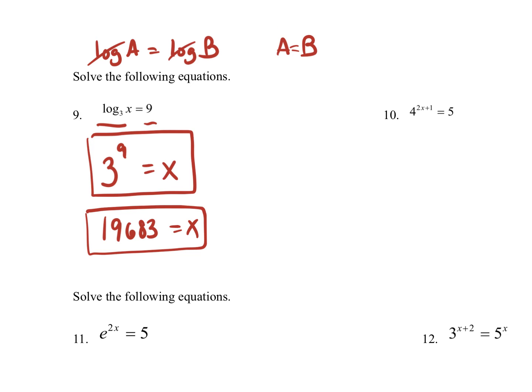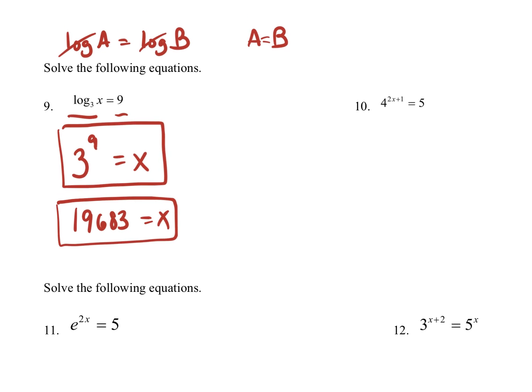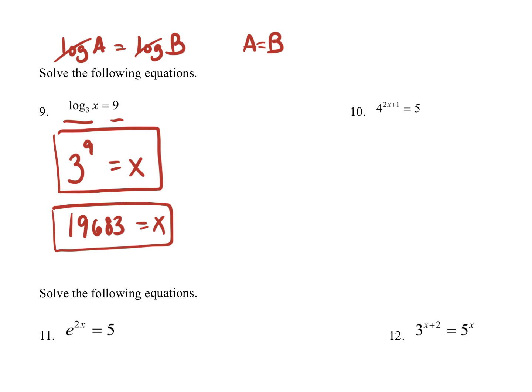Now 10 is an exponential, so 10, 11, 12 all look like exponential problems. So the first goal would be, can you get the bases the same? If you can get the bases the same, that's great. You could just set the exponents equal. If not, like you can't get 4 and 5 to be the same, or e and 5, or 3 and 5, you can't get those to be the same. So our goal is to take the log of both sides of this. So log of 4 to the 2x plus 1 equals log of 5.